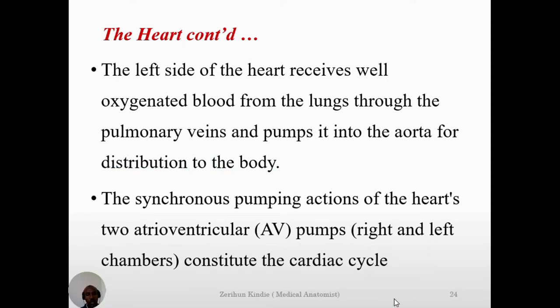But the atria, both the left atrium and the right atrium, synchronize and contract together, and the ventricles, the right ventricle and the left ventricle, contract simultaneously. For example, during the time of left atrium contraction, the right atrium is also contracted. During the time the right ventricle is contracted, the left ventricle is simultaneously contracted. But the atria and the ventricles don't contract at the same time. So that is called the synchronous pumping action of the heart.